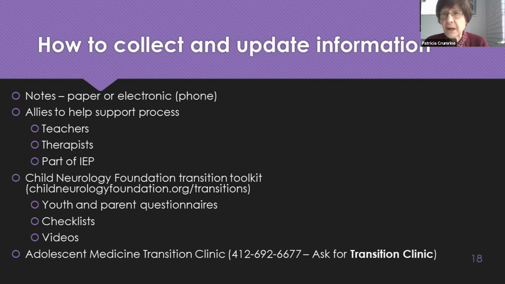And again, there are additional pieces of information that can come through the Child Neurology Foundation. This is an organization that has a toolkit that is available online, and this is listed in the slides here. There's a parent and youth questionnaire that's part of that. There are various checklists to go through, both for parents and the teenager, and there are some videos that can be helpful. The Children's Hospital of Pittsburgh has an adolescent medicine transition clinic, and the phone number is listed on the slides at 412-692-6677. And this also is another resource.